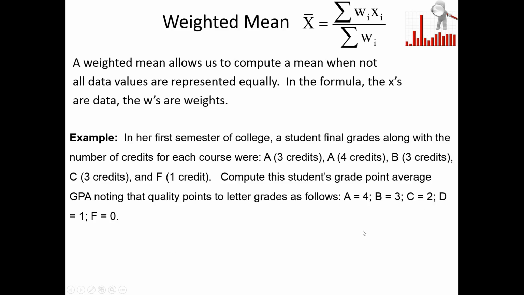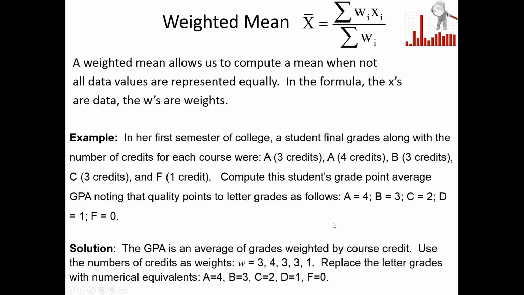So if we take a look at this, the weight in this class is the course credit, okay? That's the weight in a GPA. So if you have an A in a 4-credit course, that's going to have more weight on your GPA than the F in the 1-credit course.